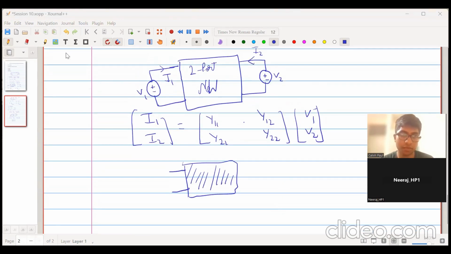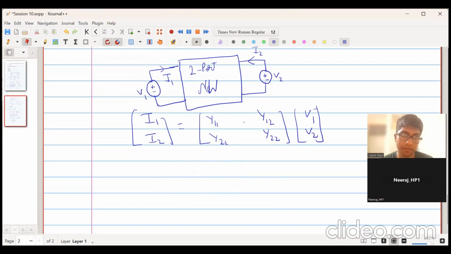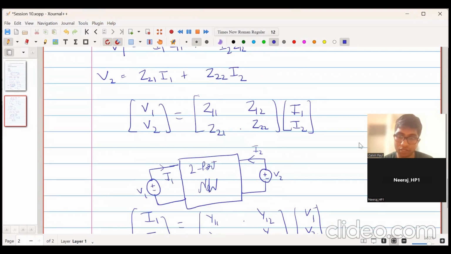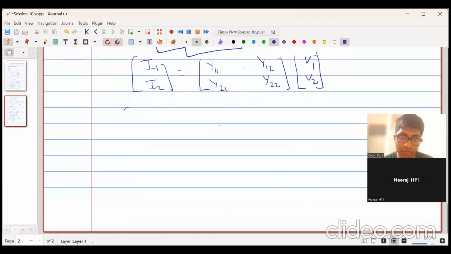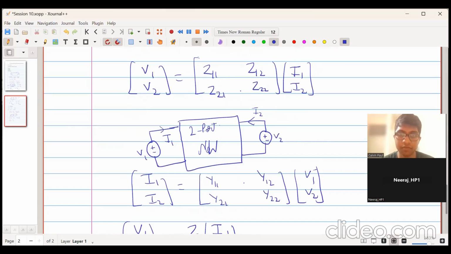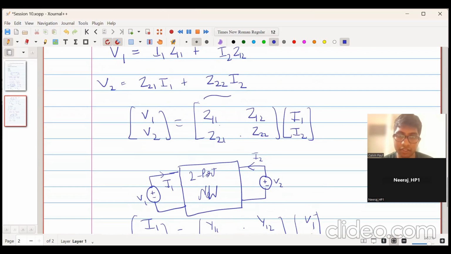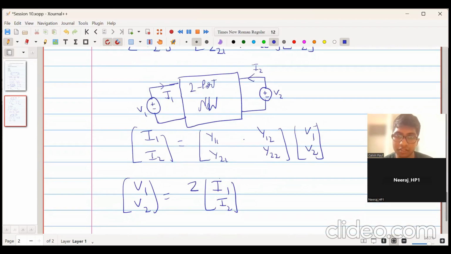So let me remove this one. Okay. So this is the Z matrix. We will write it as V1, V2 is equal to the Z matrix into I1, I2. Okay. This entire matrix is known as the Z matrix. Alright. Similarly, this entire matrix is known as the Y matrix. So V1, V2 is equal to Z into I1, I2.